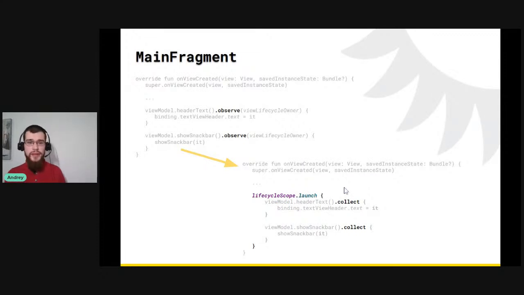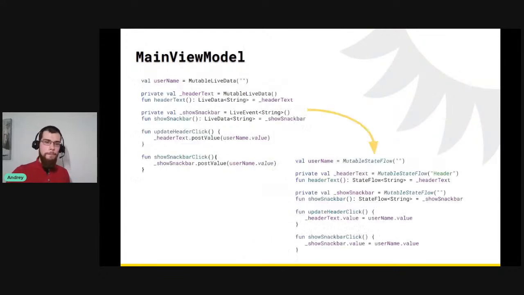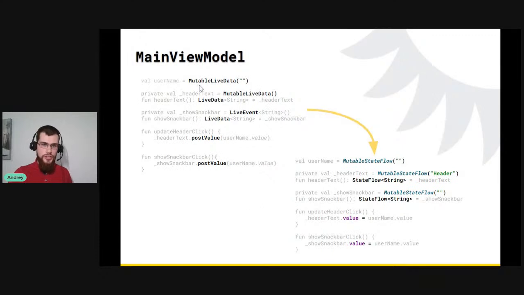But collect is a suspend function, so you should launch a coroutine first. We will launch it on lifecycle scope, and only then collect our flow. Okay, the main fragment is done, now the main view model. We will use state flow because it's a good choice for our case. So we should change mutable live data to mutable state flow, live data to state flow, and post value just to value.